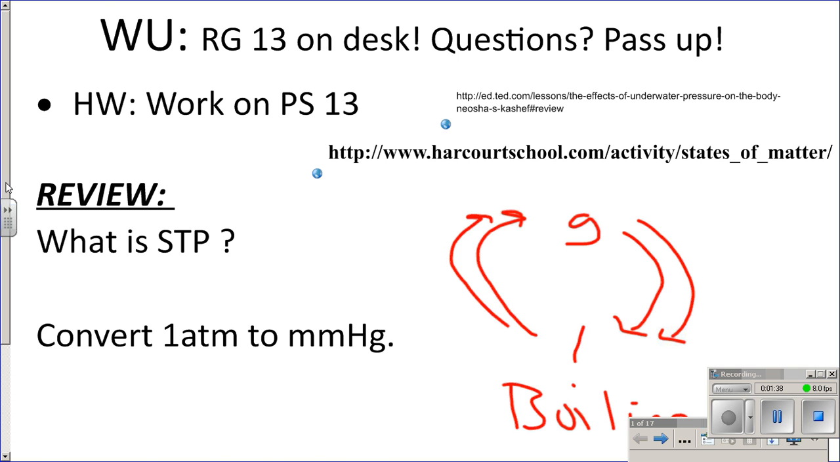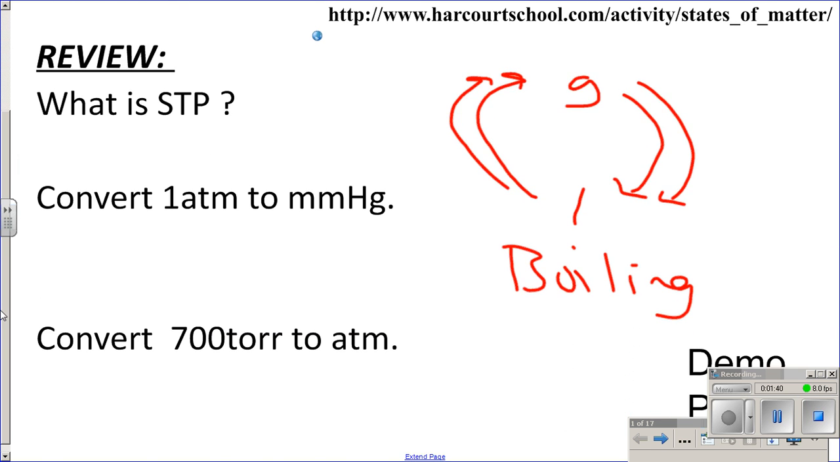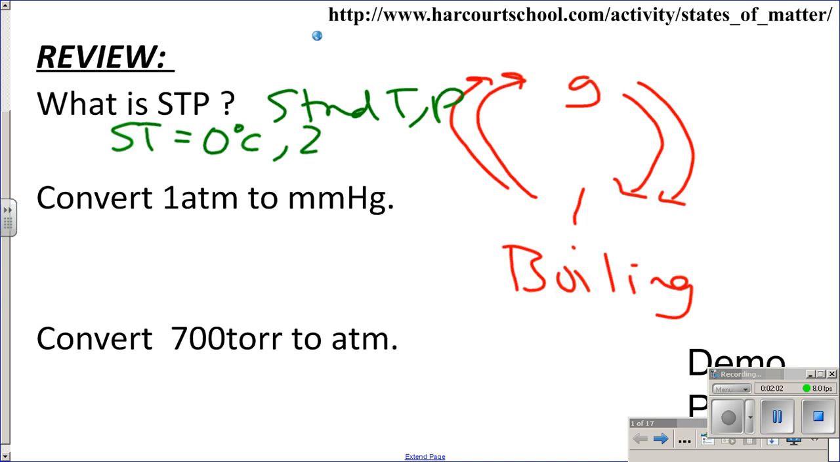Okay, so from review, way back, what does STP mean? Standard temperature and pressure. Standard temperature is, what's the number? Well, 25 degrees Celsius? No, it's 0 degrees Celsius, which is 273 Kelvin. Those two things are equivalent. 0 degrees Celsius, 273 Kelvin.